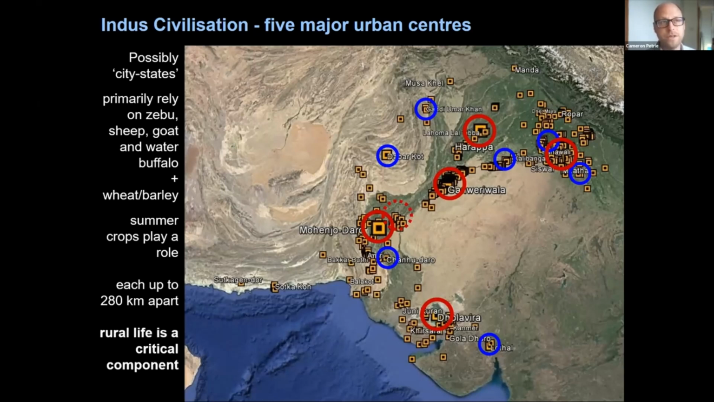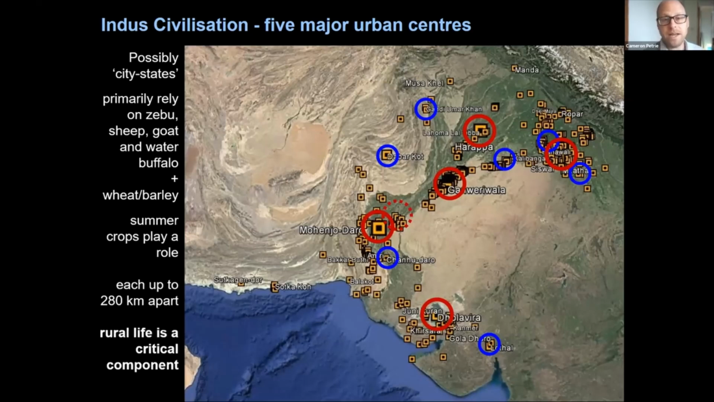So this is quite interesting, because it does suggest that urbanism was an important feature of the Indus civilization, but also that it was relatively uncommon, in the sense that a very high proportion of the population continued to live in village settlements.